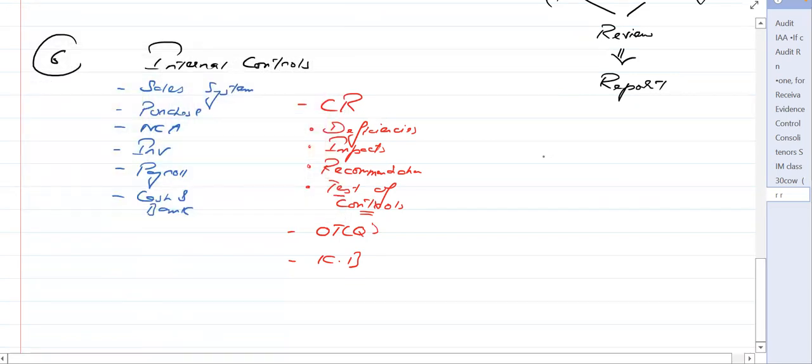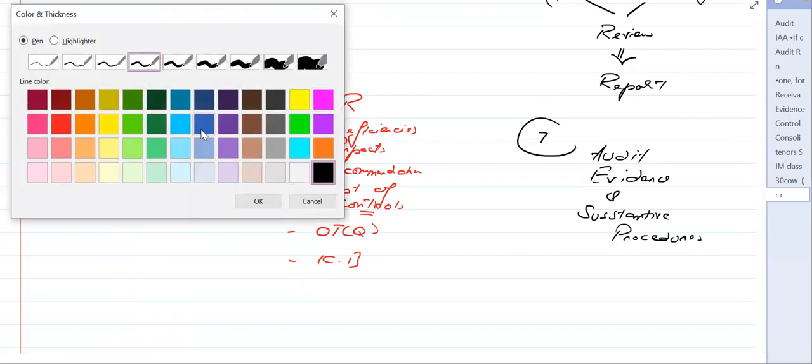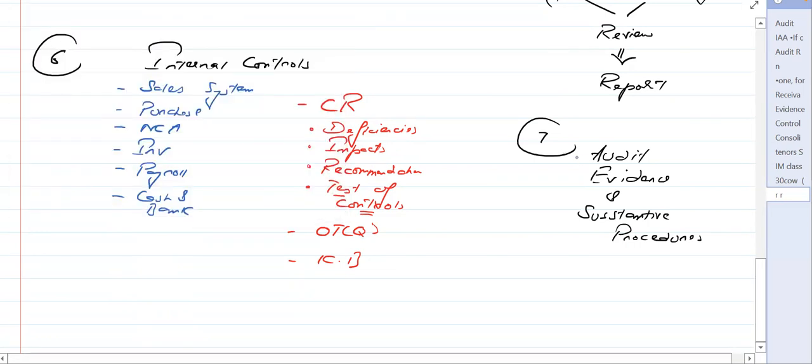Then the 7th chapter, which is the most important in the FAT exam. So you can say nowadays it is 30 to 35 or sometimes 40% of the exam, which is audit evidence and substantive procedures. Audit evidence and the substantive procedures.